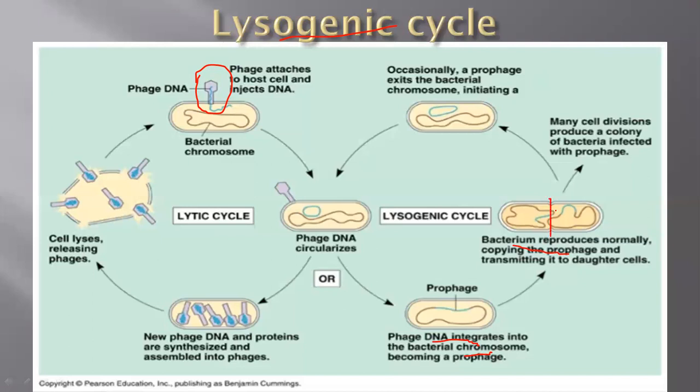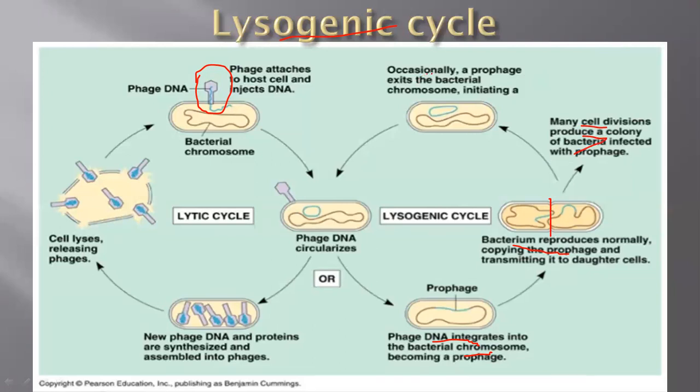Along with the DNA of the bacteria, during replication or binary fission of the bacteria, the prophage also gets divided. So it will not produce all its other parts, but it will replicate and divide with each bacterial cell. Many cell divisions produce a colony of bacteria that is infected with a prophage.